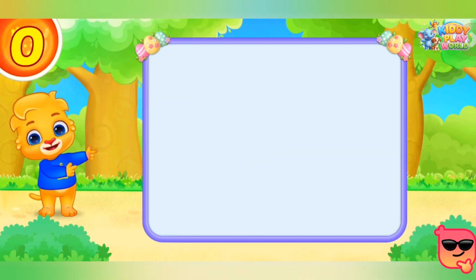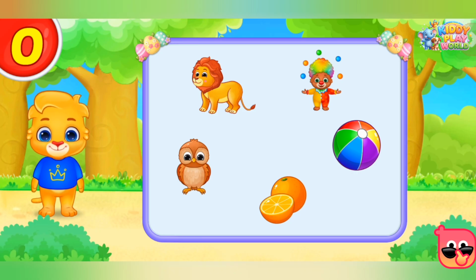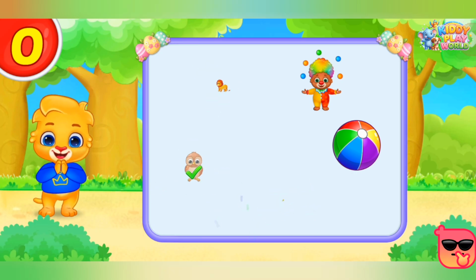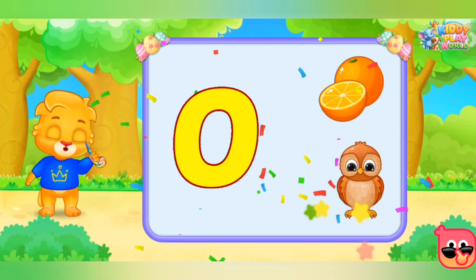Tap the picture that starts with letter O. Woo! O is for orange. O is for owl. Well done.